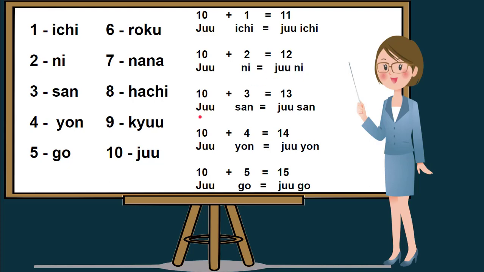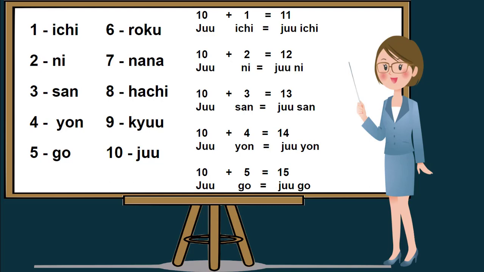13 is from 10, which is ju, and 3, which is sang. So 13 is ju-sang. 14 is ju, which is 10, and yong, which is 4. So 14 is ju-yong. 15 is ju, which is 10, and 5, which is go. So 15 is ju-go.